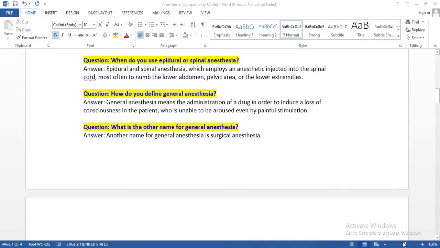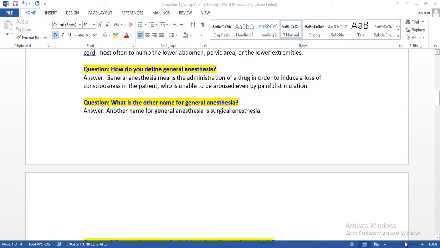Next question: When do you use epidural or spinal anesthesia? Answer: Epidural and spinal anesthesia employ an anesthetic injected near the spinal cord, most often to numb the lower abdomen, pelvic area, or the lower extremities. The name epidural indicates it is related to the spine, and spinal anesthesia is also related to the spinal region of the body. So to numb the lower abdomen, pelvic area or the lower extremities, the physician will use epidural or spinal anesthesia.